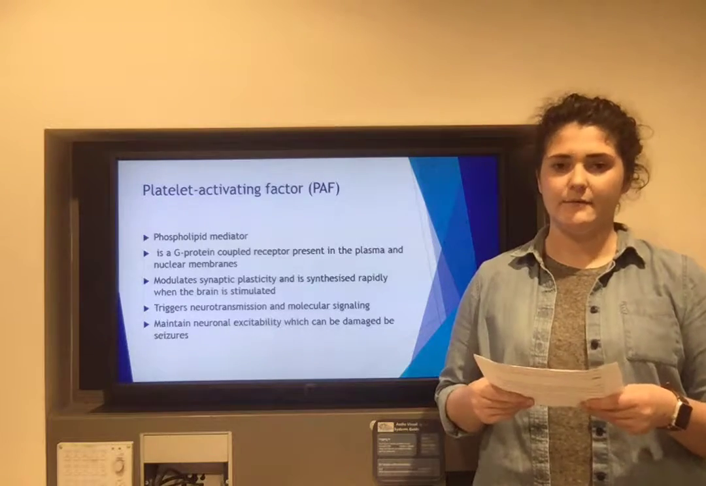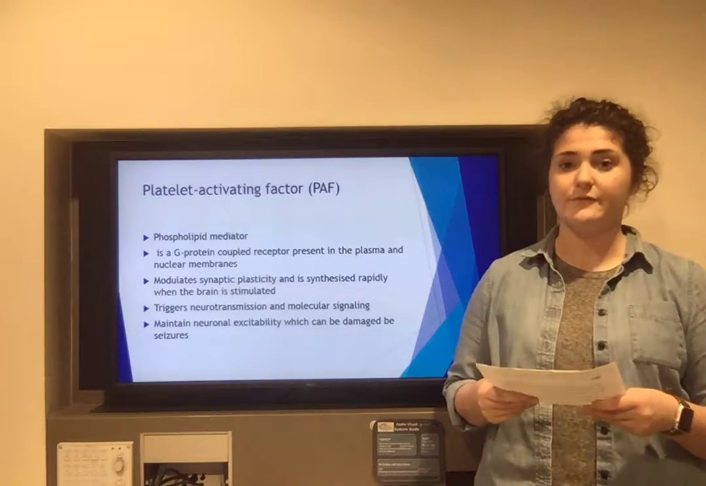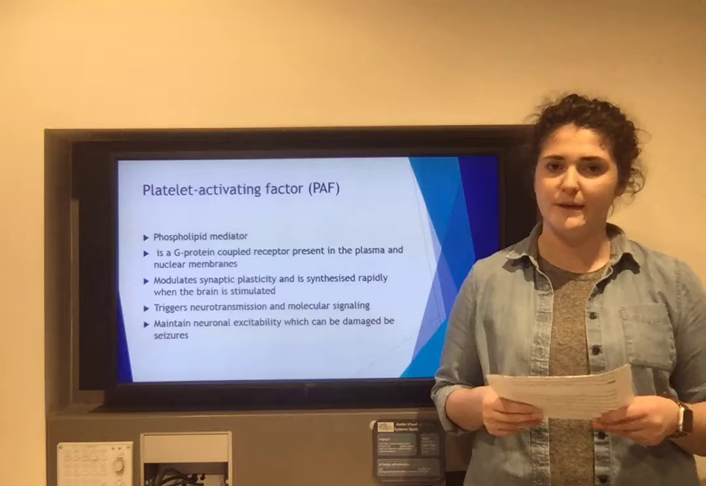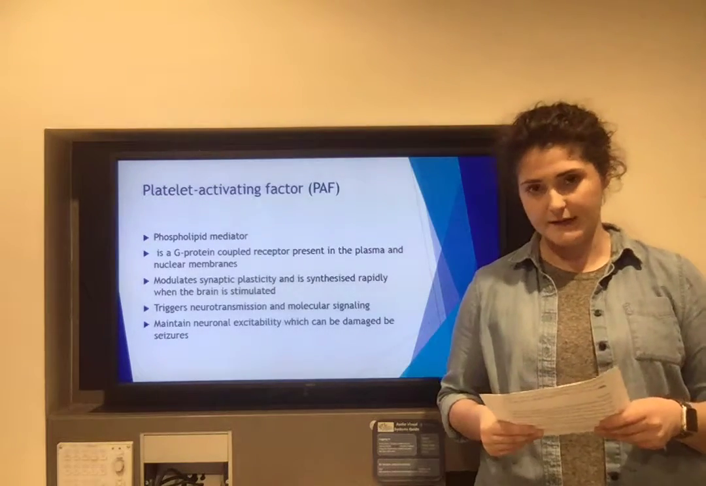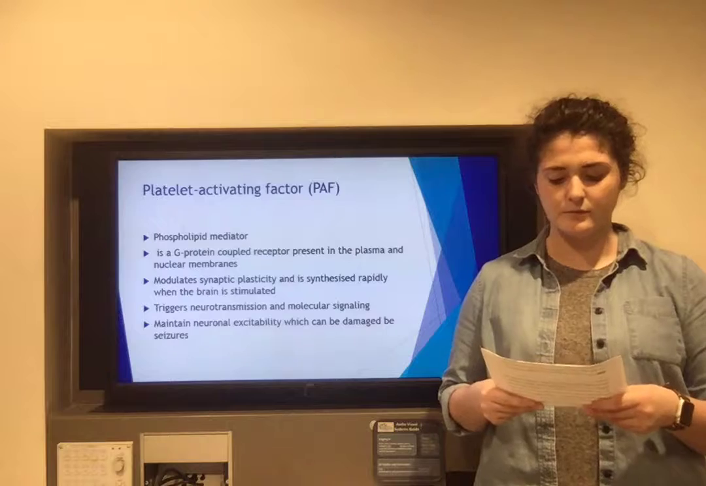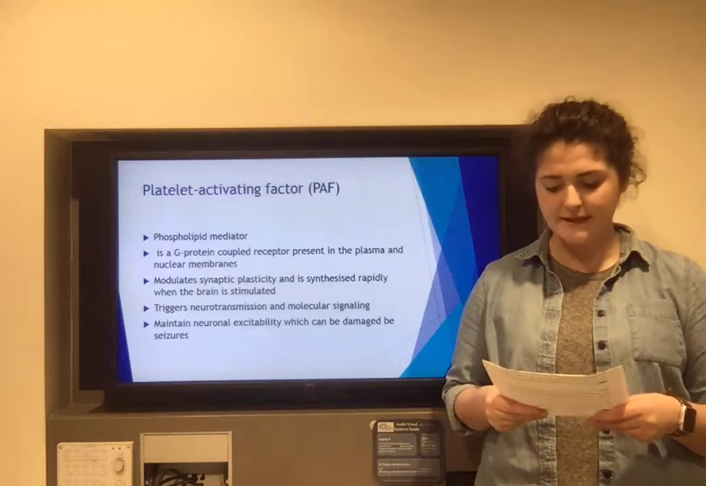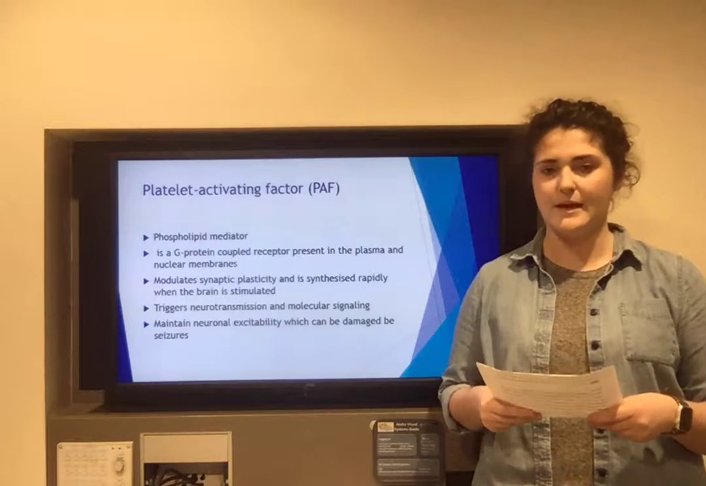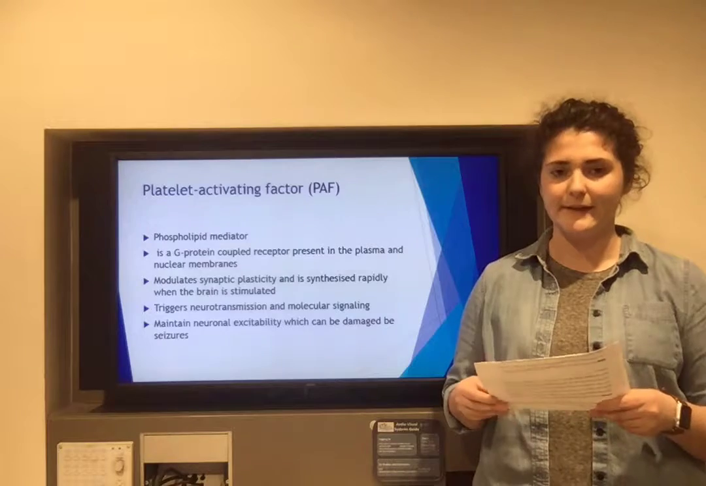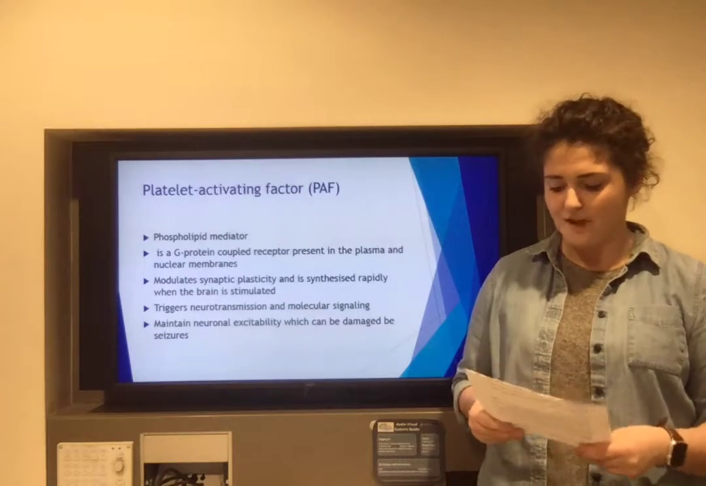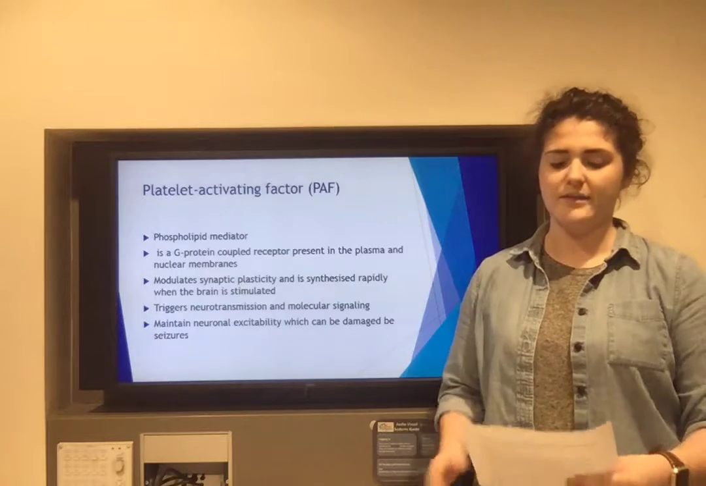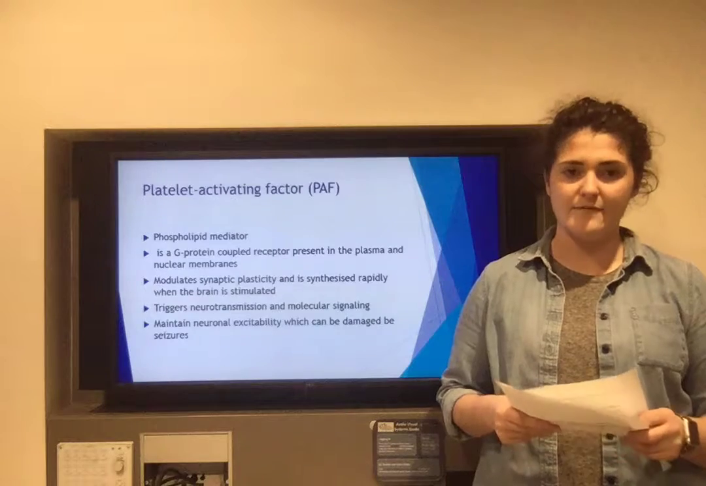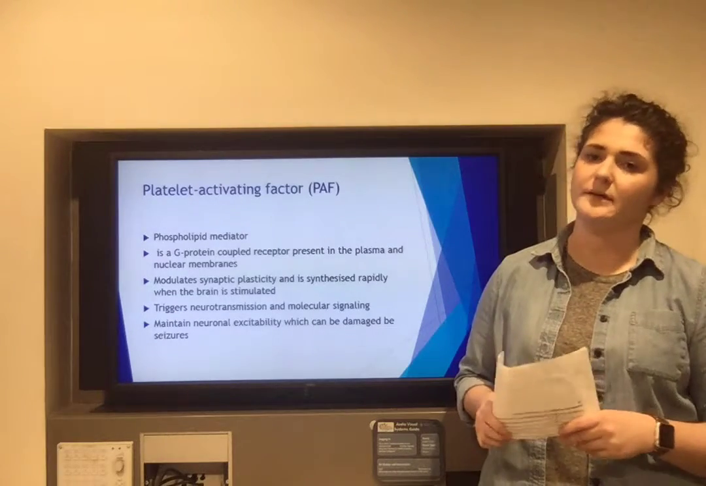Platelet activating factor, PAF, is a phospholipid mediator, and its activity is done through a G protein receptor known as PAFR through the synaptic sites. PAF is responsible for maintaining neuronal excitability and can be easily damaged in a seizure episode. PAF modulates synaptic plasticity, and when the brain is stimulated, it is synthesized at a rapid rate. When a seizure occurs in the brain, there is an increased uptake of PAF in the hippocampus, and the receptor PAFR is associated with neuroinflammatory signaling.